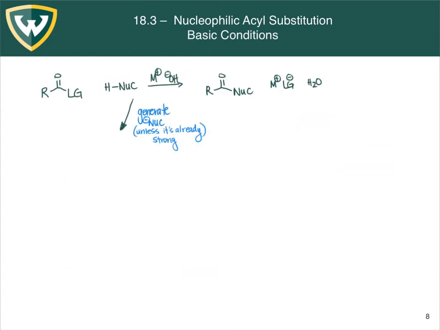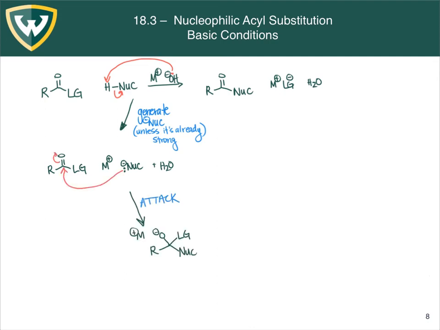Okay, so in basic conditions, you'll either already have a strong nucleophile, or you can generate a strong nucleophile from your weak one by deprotonating. Now the strong nucleophile can add without activation of the carbonyl. Now we have our tetrahedral intermediate, and the leaving group wants to leave. We're going to again use the lone pair to help it.